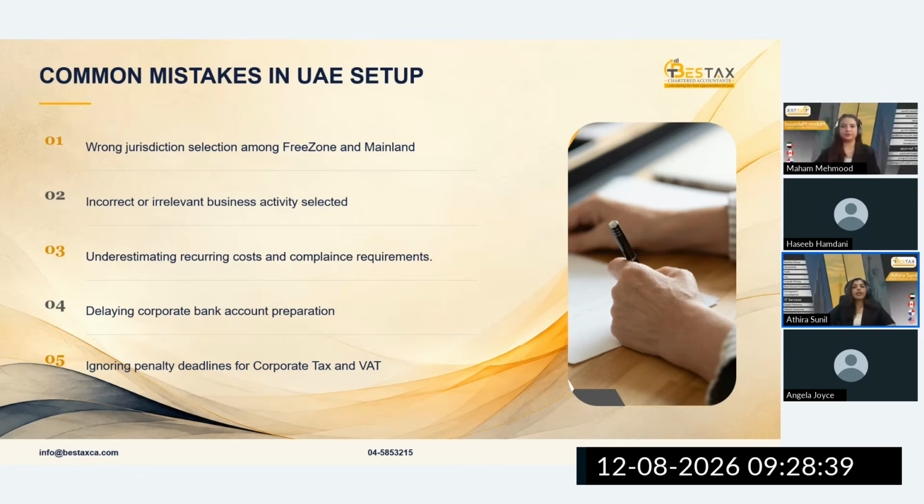And the third one is understanding the recurring cost and compliance requirements. Mainly the recurring cost is the renewal cost. Most of the time, people will think it's a one-time charge, and when the renewal happens next year, they get surprised. So understand what the recurring cost is, and also the compliance requirements related to AML, KYC, tax, all those things.